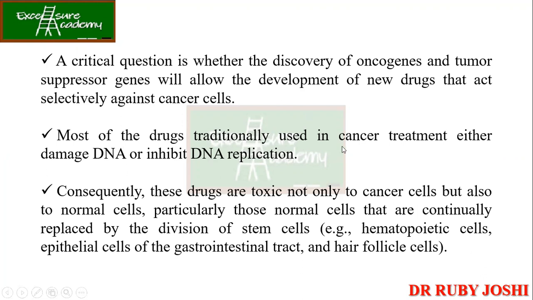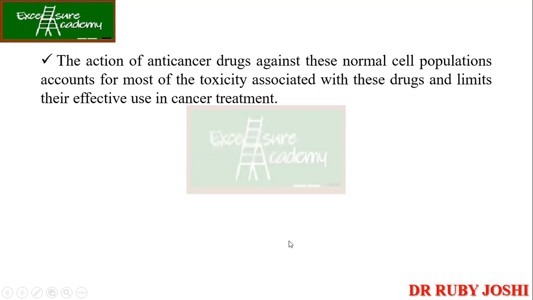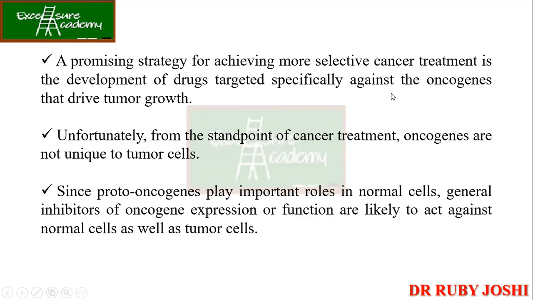So most of the drugs traditionally used in cancer treatment either damage DNA or inhibit the DNA replication. Consequently, these drugs are toxic not only to the cancer cells but also to the normal cells. So what is happening is, particularly those normal cells that are continuously replaced by the division of stem cells, the action of anti-cancer drugs against these normal cell populations, this will say kya hoga? It is going to be toxic and eventually those normal stem cells also die, because of which what will happen? आपने देखा ही होगा कि cancer patients में loss of hair पहले हो सकता है, ठीक है? So that is like one of the signs that the chemotherapy is okay.